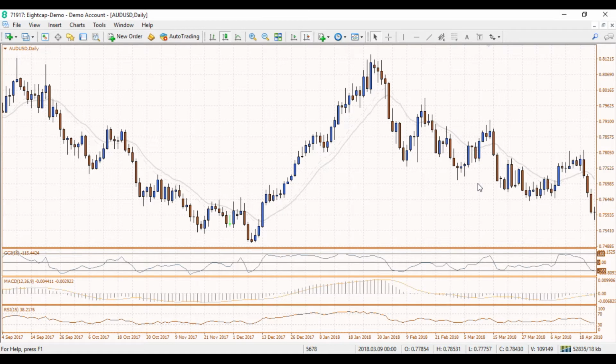Today's video we're going to look at divergence. Divergence is when price and normally a momentum indicator are moving in opposite directions to each other, and this divergence can be used as a qualifying system to basically show that price may be about to turn direction or continue in the direction that it's currently traveling in.